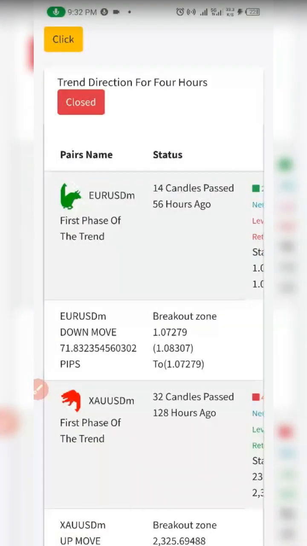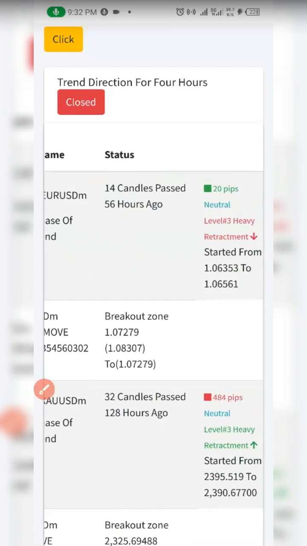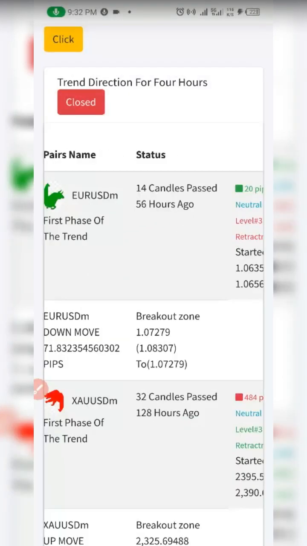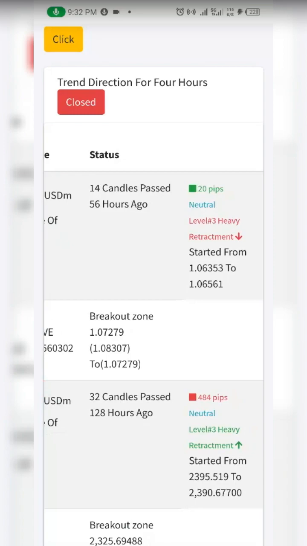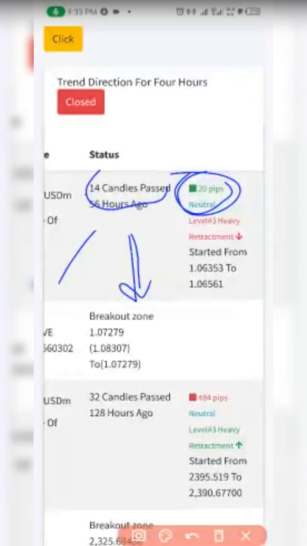As you can see, Euro USD is telling us this is the first phase of a bullish move, like what I explained there, and it has done 14 candles, already buying. But there's a slight retracement. That is why you did not see it on that trend direction, and it came to this place. This is the 4 hours time frame, and it has pulled back 20 pips after buying for 14 hours.